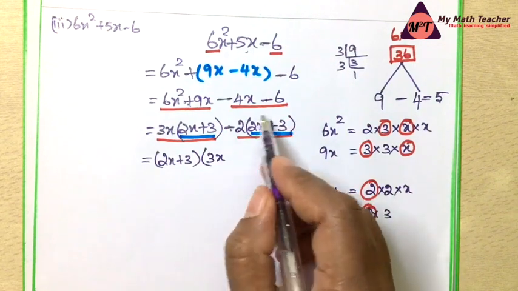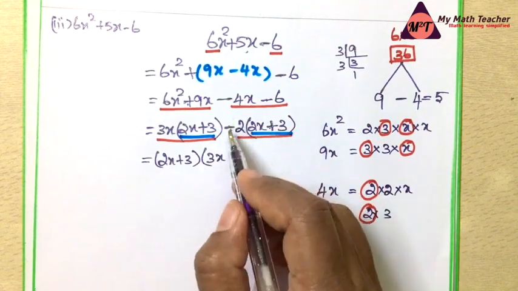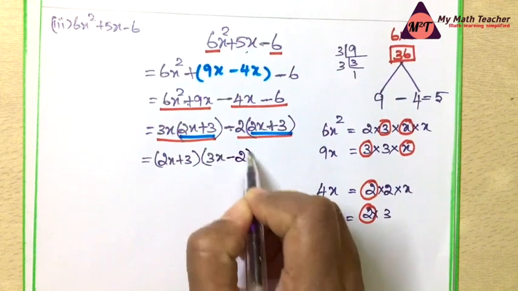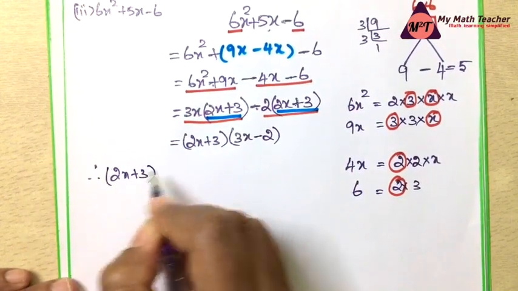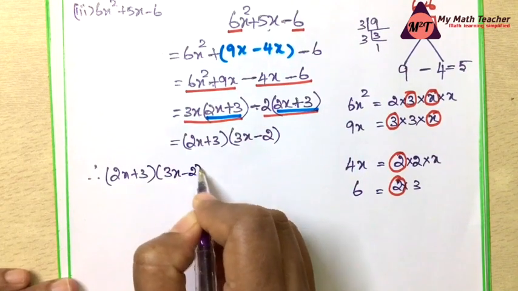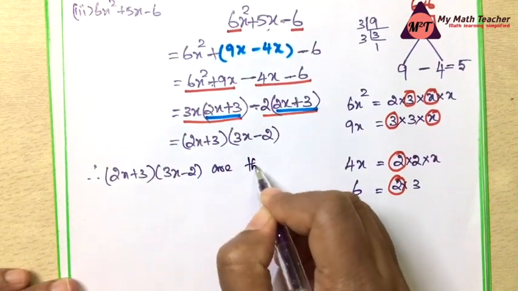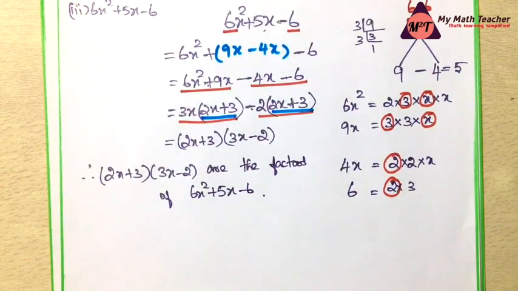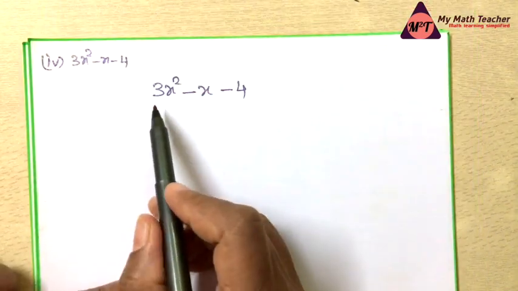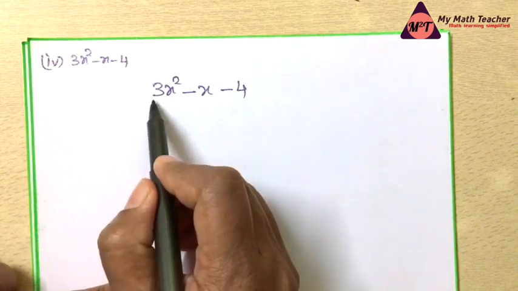If this is taken out as common, what will be remaining in this? Minus 2. So we can say therefore 2x plus 3 and 3x minus 2 are the factors. This is the answer.